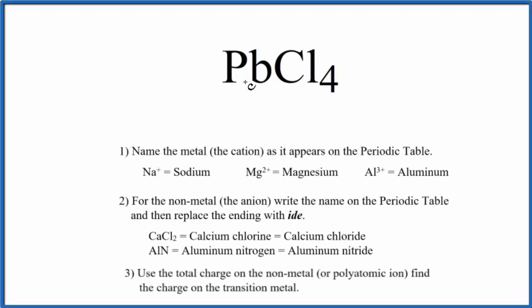To write the name for PbCl4, we need to recognize that we have this metal here bonded to some nonmetals. So when we have a metal and nonmetal, that's an ionic compound. And specifically here, we have a transition metal. So we need to think about that as well.